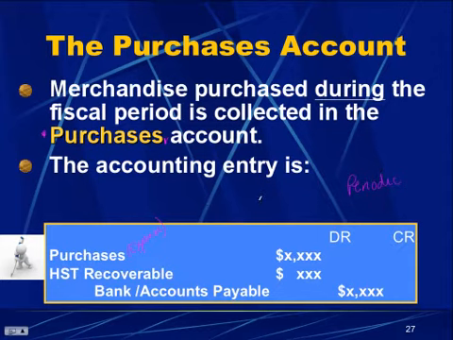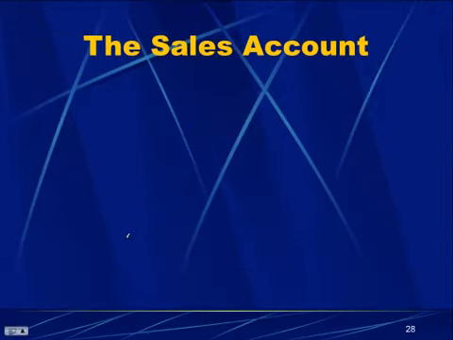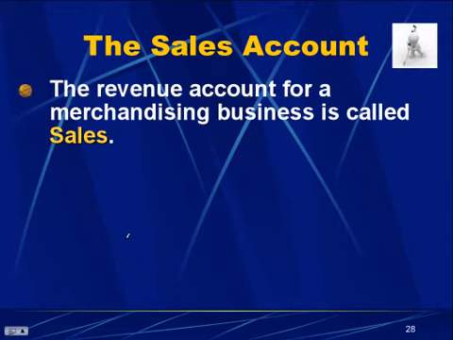Now, this goes a little bit against what we've always been saying. When you buy a car, debit auto. When you buy supplies, debit supplies. When you buy equipment, debit equipment. But now I'm saying when you buy merchandise, debit purchases, not merchandise. You've got it? Good. Now let's talk about when we sell merchandise.